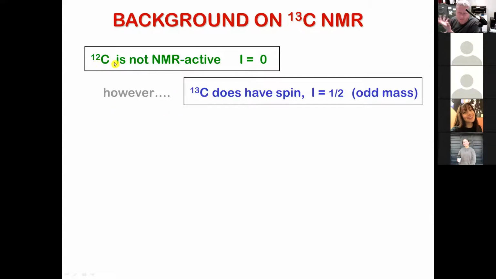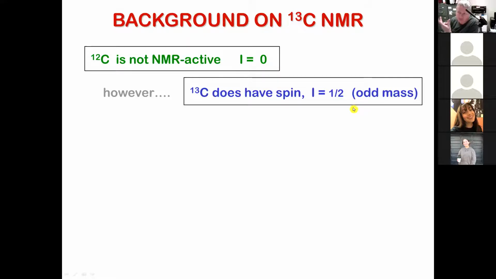That C12, which is the normal isotope of carbon, has an I equals 0. That was that spin quantum number thing. And that basically meant that C12 is not active. It doesn't have any spin. It only has 1 spin state. To have NMR, you need 2 spin states, right? 2 or 3 or more than 1. So C13 does have spin because I equals 1/2.